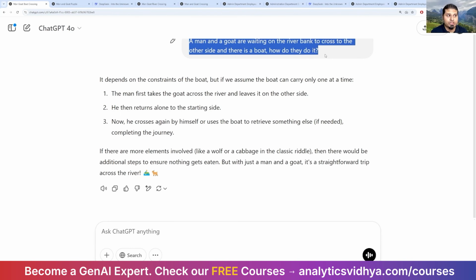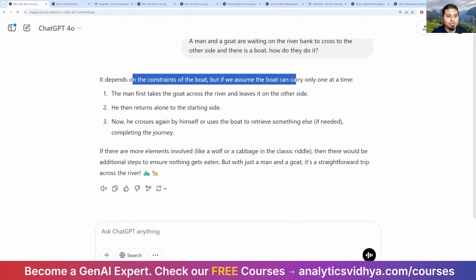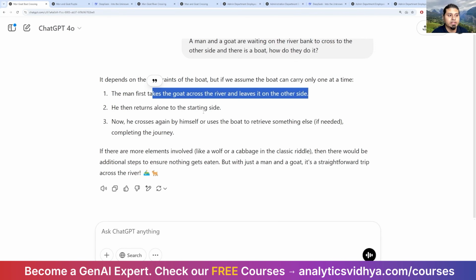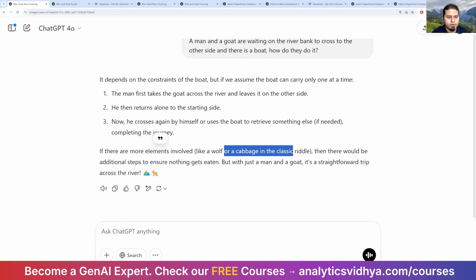So now let's see how ChatGPT-4o or GPT-4o in the ChatGPT web interface has fared. So now you can see it tells us that it depends on the constraints of the boat, but if we assume the boat can carry only one at a time, the man first takes the goat, then he returns alone. Now he crosses again by himself. If there are more elements involved, like a wolf or a cabbage in the classic riddle, then there would be additional steps to ensure nothing gets eaten.